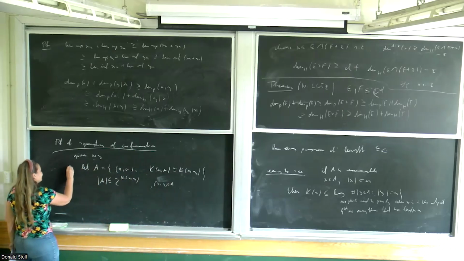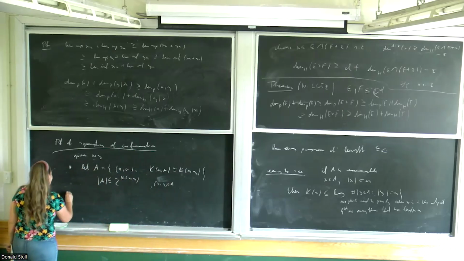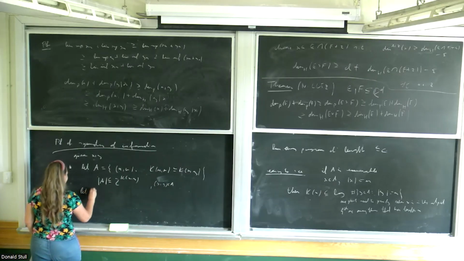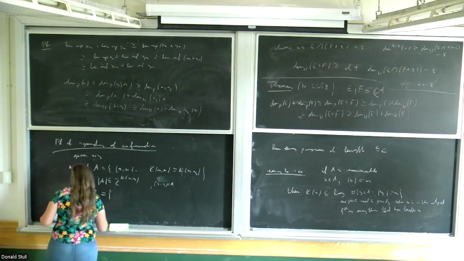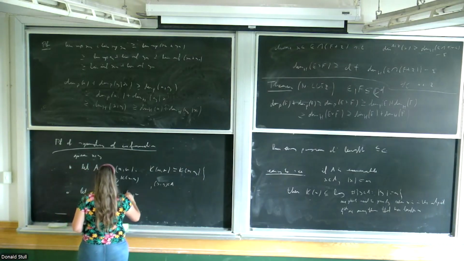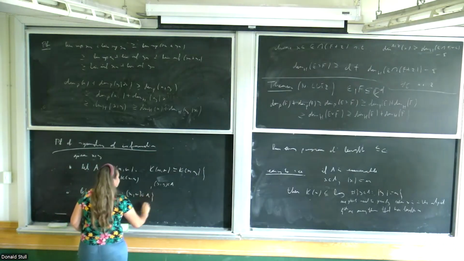So that was the first easy step. The second easy step: now let V be the set of those v's such that (x,v) is in A.